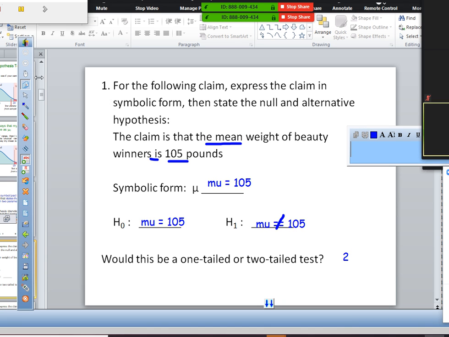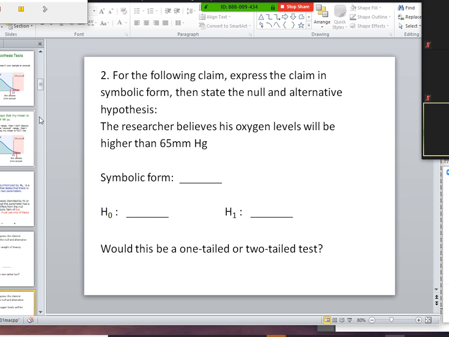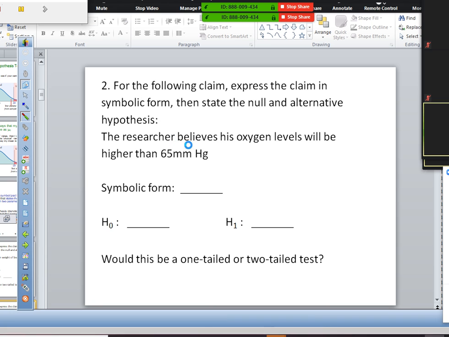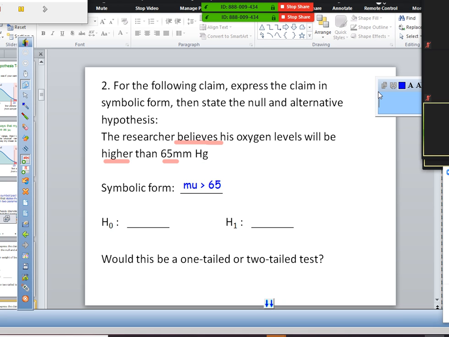Good. Then we're going to take a look at the next one. Here, believes, that's his claim. Once you say believes, that's the same thing as claiming. Believes his oxygen levels. This data is numerical. So numerical, it's going to be a mean. So his mean is going to be higher than 65. His mu is higher than 65. So how do I write that? Mu is higher than, greater than, yeah, exactly. Greater than 65. Perfect. Thank you. And again, H0 is always equals.